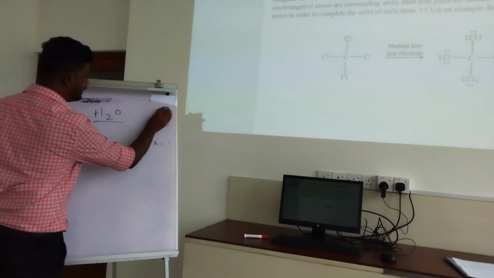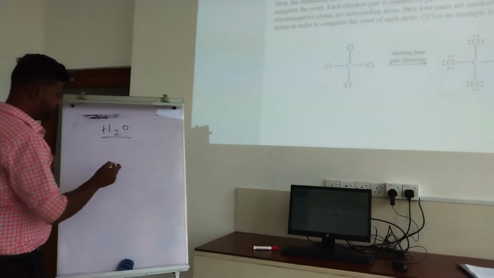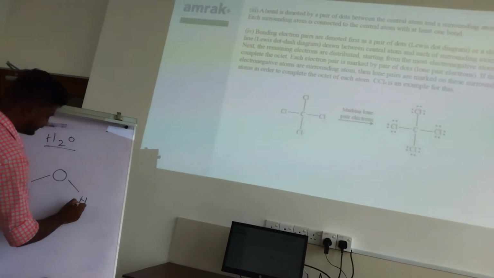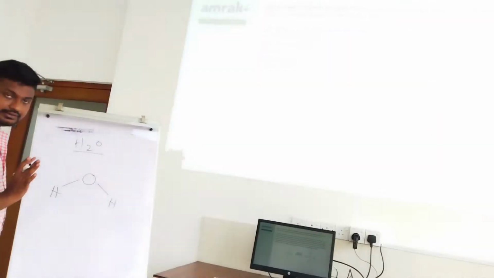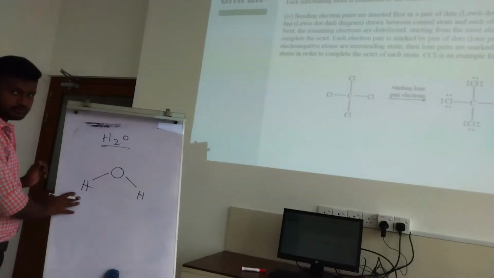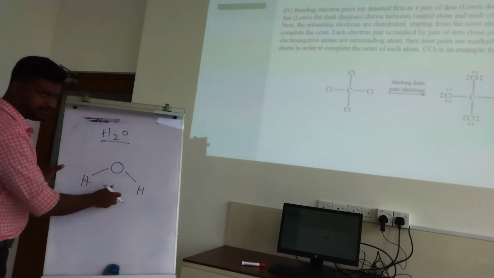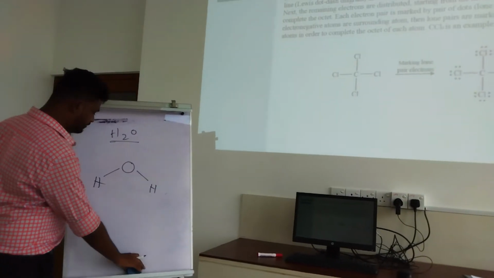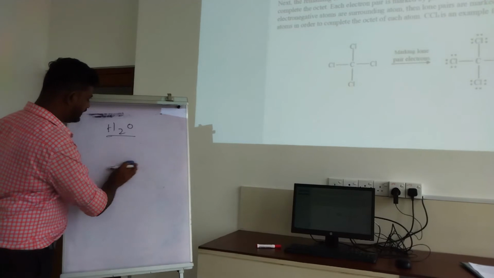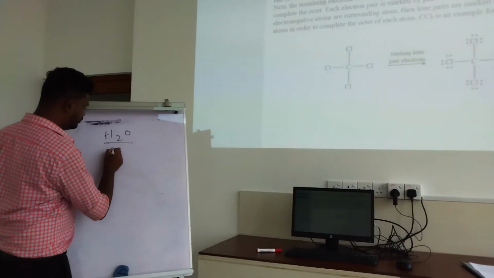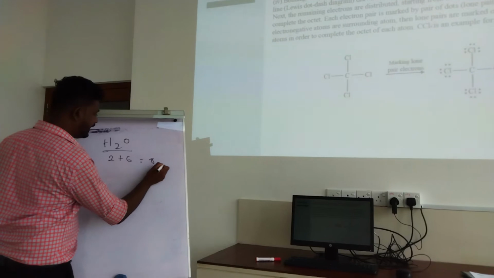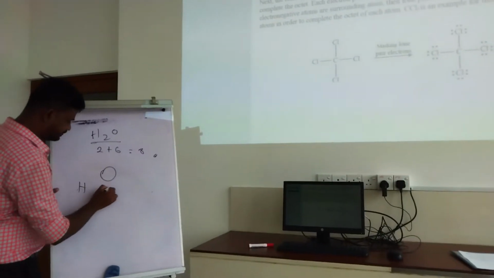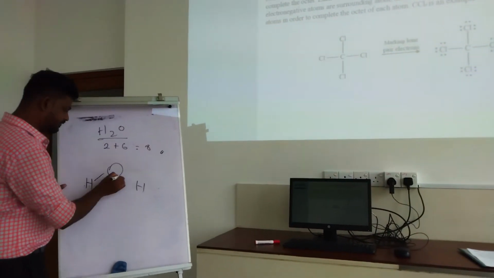So, if you see H2O, oxygen and hydrogen, right? So this is H2O. First I connected with a single bond. So in total how many electrons are there? Actually before I draw the diagram, you have to count the electrons. So here 2 plus 6, 8. 8 valence electrons are there. Okay. So now oxygen and hydrogen, I connected with one single bond.